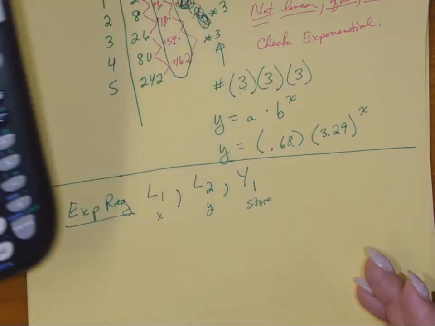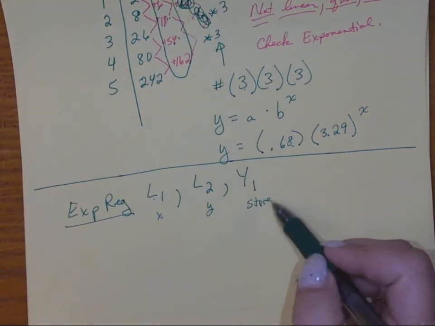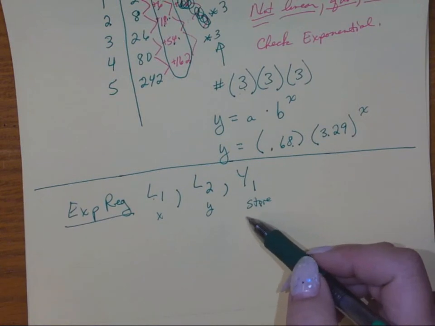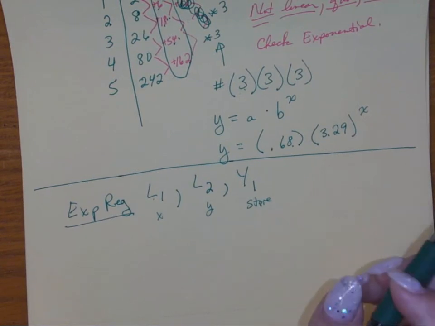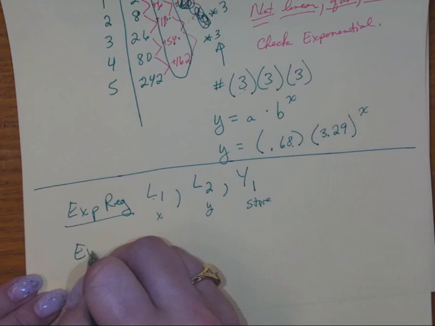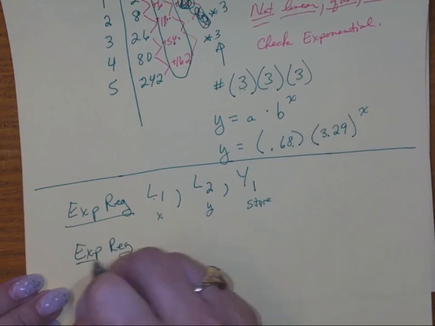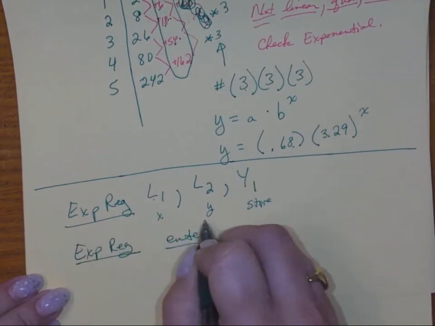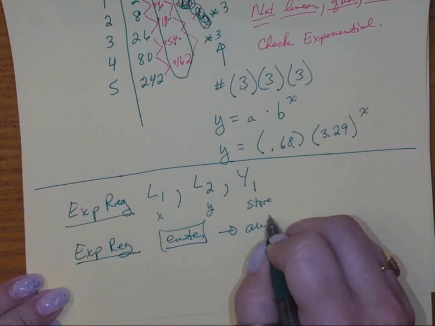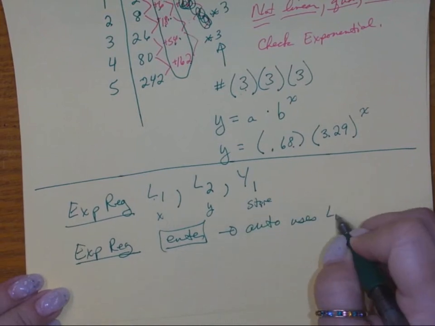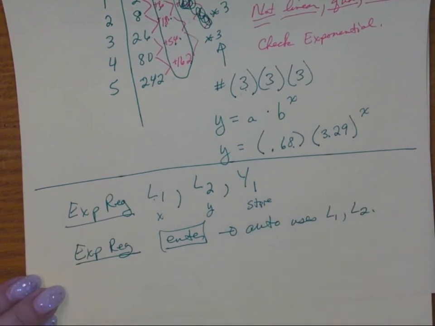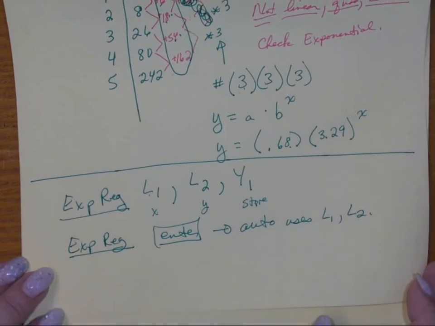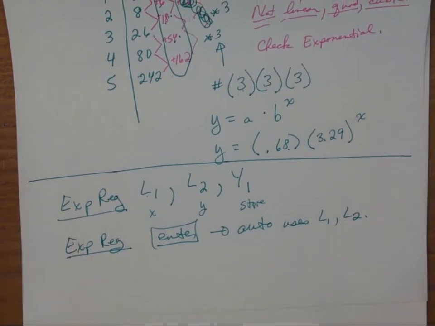If you have the older operating system and you don't care if it saves it into the Y1, then you can just tell it exponential regression and then hit enter. Exponential regression and enter. And that just automatically uses L1 and L2. So it'll calculate it and it'll spit it out right there on the main screen just like mine did, but it will not save it into the Y1.